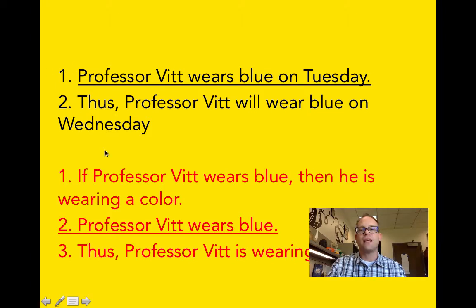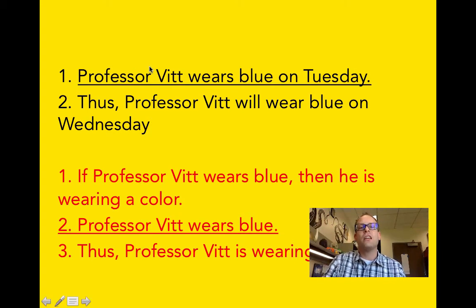Let's look at the second example here in the red font. Premise number 1: If Professor Vitt wears blue, then he is wearing a color. Number 2, Professor Vitt wears blue. Number 3, thus Professor Vitt is wearing a color, right? If 1 and 2 are true, if my premises are true, then my conclusion has to be true. It doesn't matter how we feel about it. It's just the way that the world works, right? This is just deductive reasoning. We wouldn't know what else to make out of it.